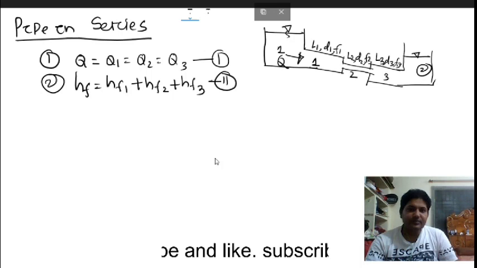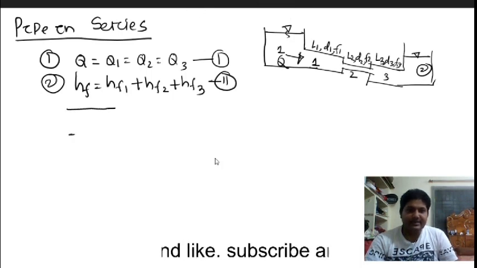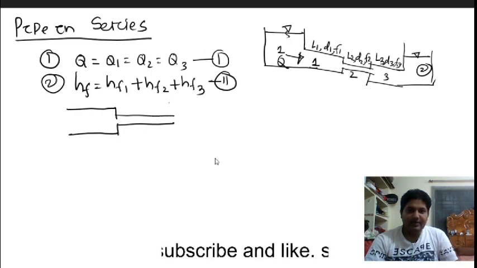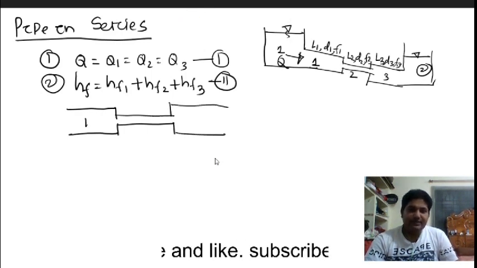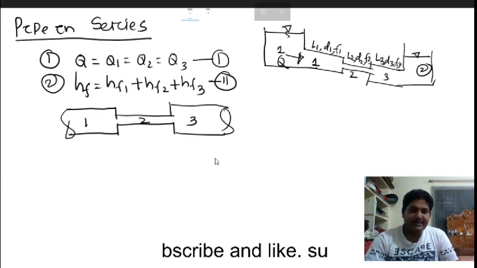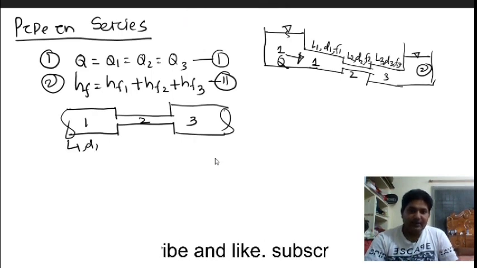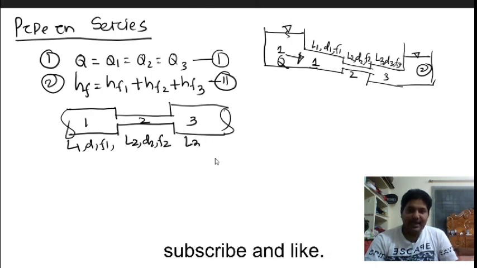Now what is my pipe? This is my pipe, this is my another pipe, and this is diameter D1. This is first, this is second, and this one is third. This has length L1, D1, and friction factor F1, then L2, D2, and friction factor F2, and L3, D3, and friction factor F3.